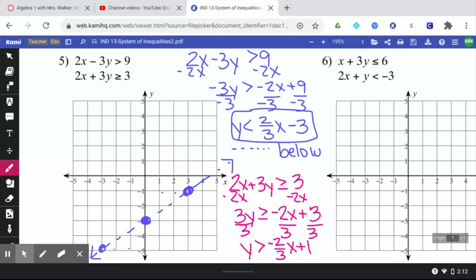Now make sure you're paying attention to details. I did not bring down that or equal to. So we know it's going to be solid, and we're going to shade above. So we know it's a solid line and shading above. So we're going to start out at positive 1. Our slope is negative 2/3, so we're going to go down 2 and to the right 3, or we could go up 2 and back 3. And we're going to make a nice solid line between those points.